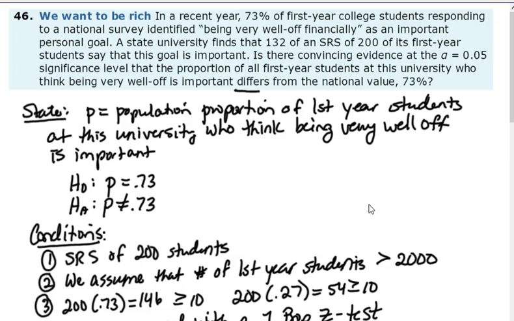And there was a survey of first-year college students in a national survey that said 73% of first-year college students believe that being very well off financially is important. So there was a simple random sample of 200 in this particular university, and 132 of them agreed with that statement. So the question is, does the proportion of first-year students at this university who think being very well off is important differ from the national value 0.73? So we're going to use a not equal to, so this is known as a two-sided hypothesis test.